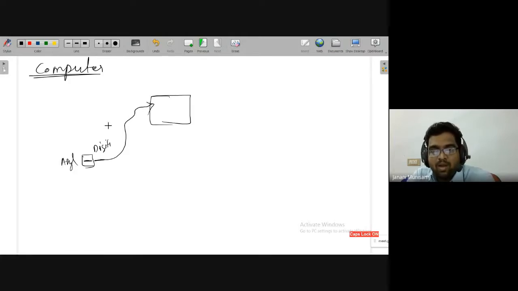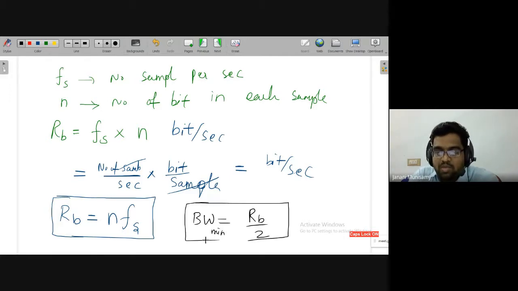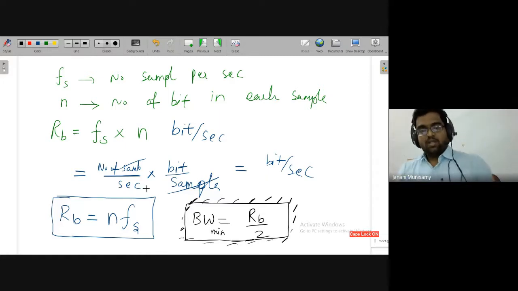Now I know the digital data rate. What must the bandwidth be so that this wire carries this digital data reliably? That is another question. If somebody asks what bandwidth is needed to carry this digital data, the minimum bandwidth is RB by 2. Please don't get confused, this is valid only for PCM. In PCM we finally generate RB, that is n times fs. Then the minimum bandwidth needed is RB by 2.